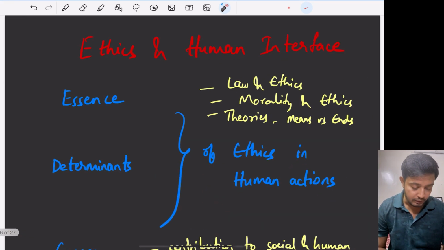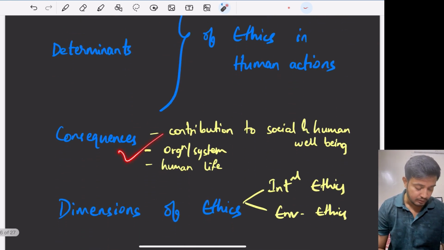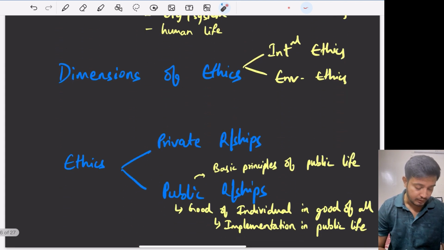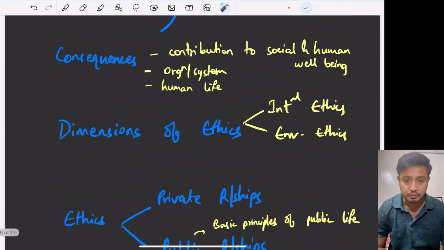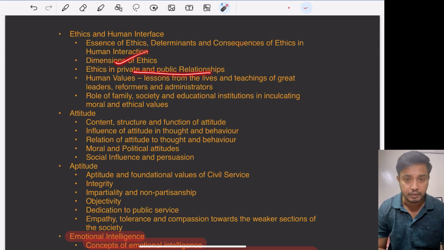So if we attach the syllabus: essence, determinants, consequences, dimensions, ethics in private and public relationships. This is as per the syllabus directly, which I have taken from the syllabus only. Next we can go to human values, but in this chapter I'll be dealing mainly with the ethics part. Basically essence and determinants in this video. Next video I'll cover consequences and dimensions in private and public relationships.